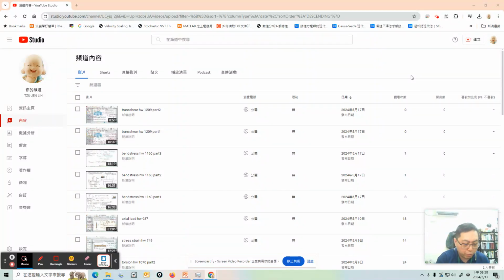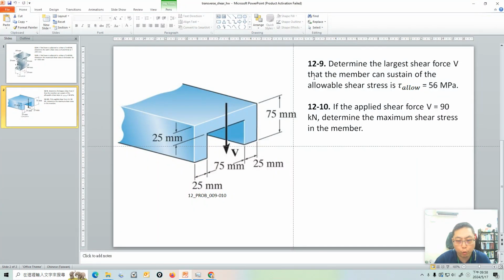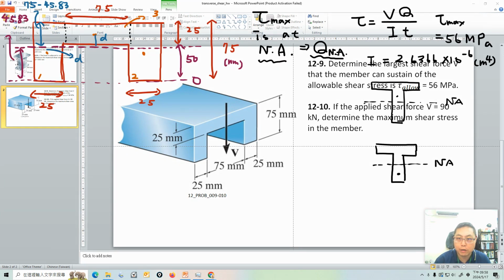Okay, hello everyone. In this video we are going to finish homework problem 12.129. In the previous video we identified the neutral axis and also the moment of inertia, but we haven't answered the problem yet. We still have to calculate one physical parameter, Q.